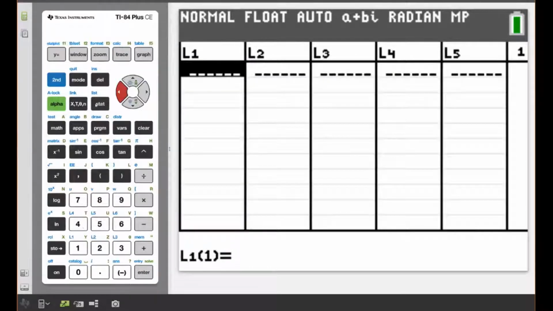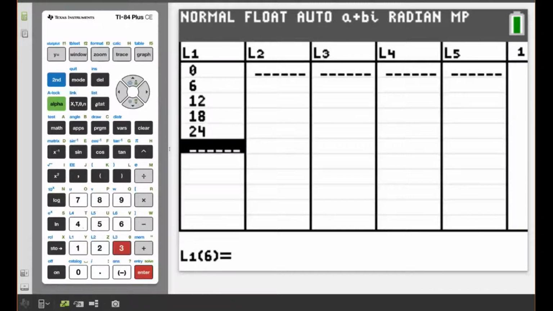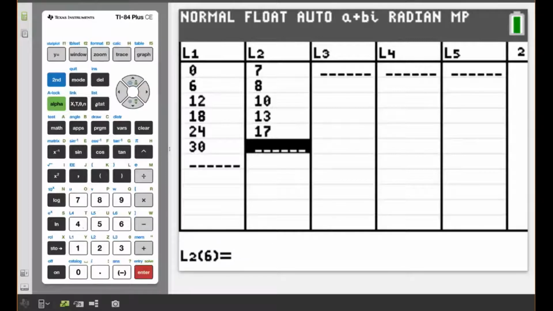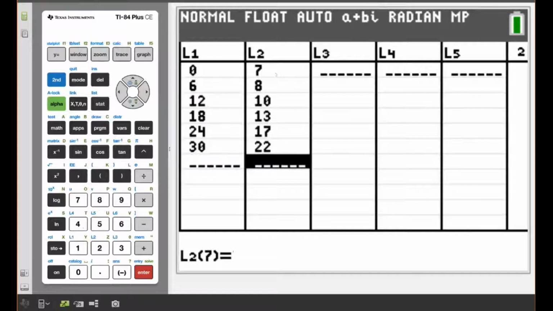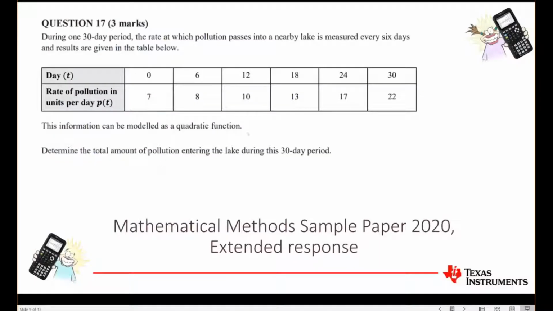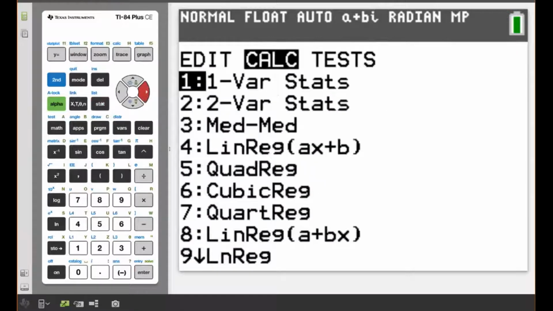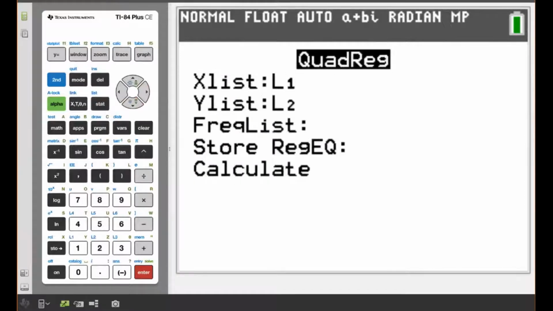So my data was 0, 6, 12, 18, 24, and 30 days. And then in my list 2, I had 7, 8, 10, 13, 17, and 22 as my rate of pollution heading into the lake. So from here, we're told in our question that this information can be modeled as a quadratic. So I want to find the equation of that quadratic. So to do that, I'm going to use my quadratic regression. So if I head to stat, across to calc, down to number 5, which is a quadratic regression, I'm going to keep my X list as list 1, my Y list as list 2. I'm happy with that. That's my time variable and the pollution.